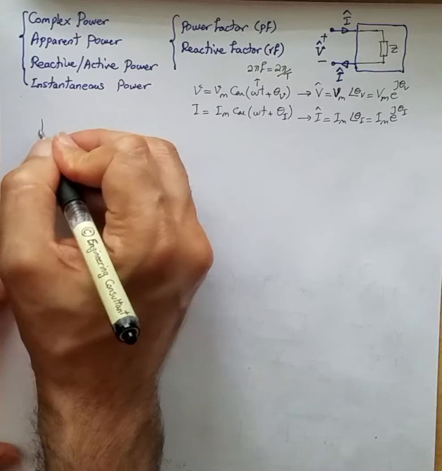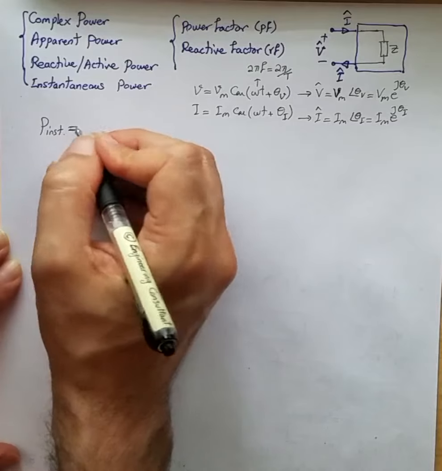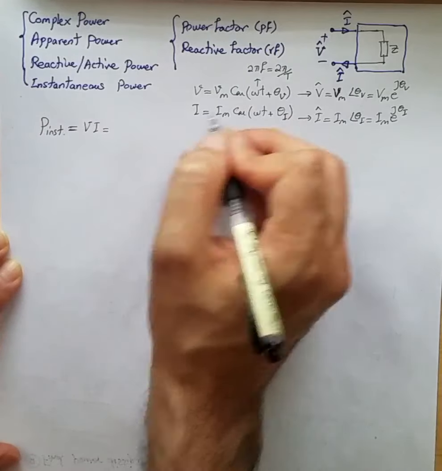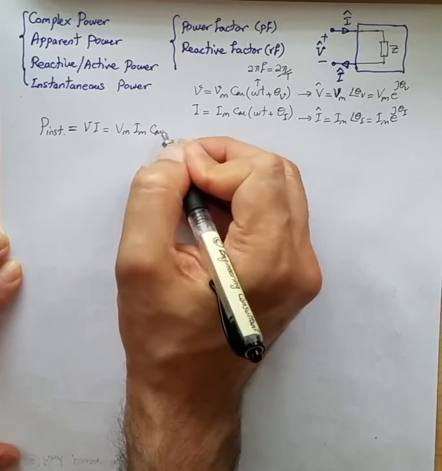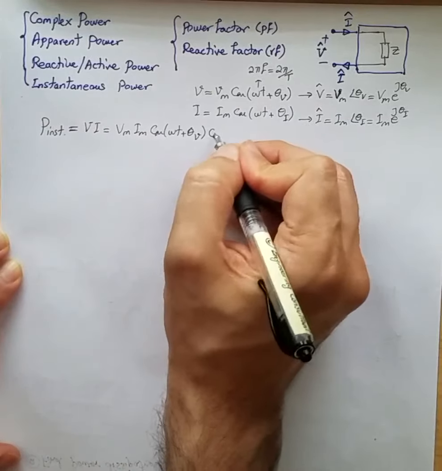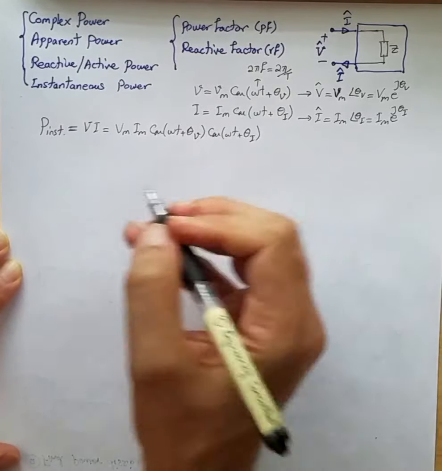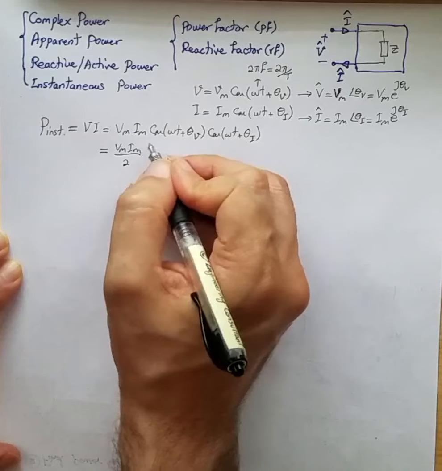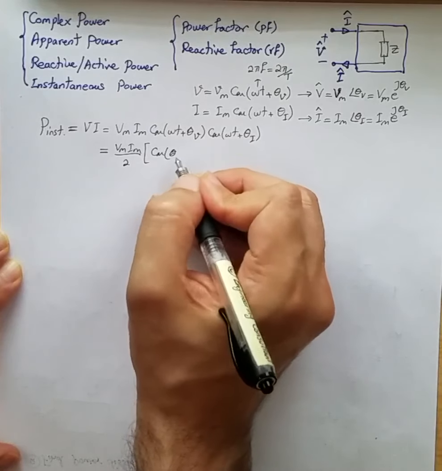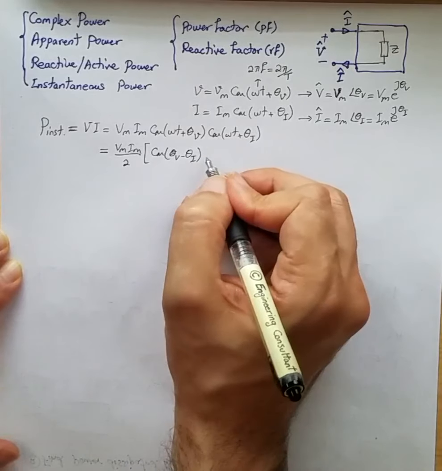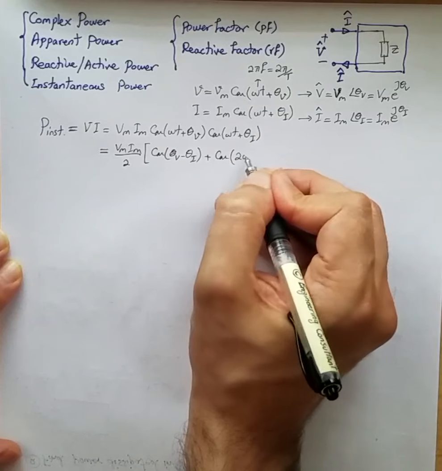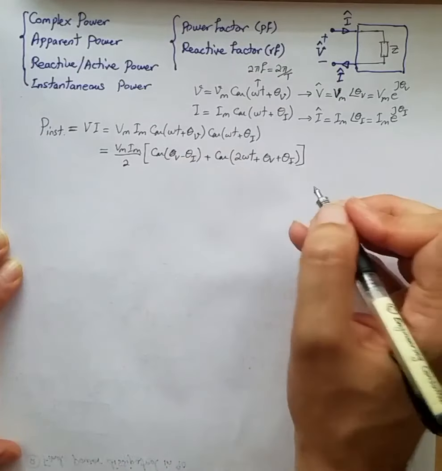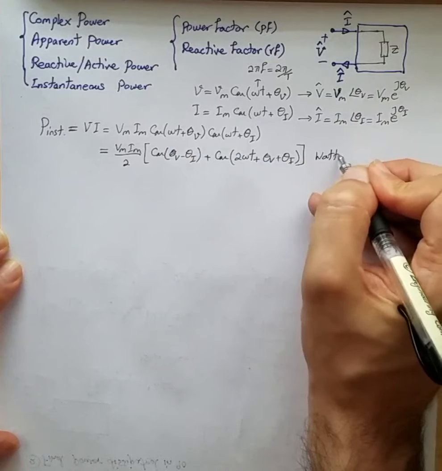Okay, so instantaneous power p, by definition of power, is just V times I, which, when we follow this, is Vm Im cosine omega t plus theta V times cosine omega t plus theta I. Using trigonometric expansion, we have Vm Im over 2, and then we get cosine theta V minus theta I, and then we get cosine 2 omega t plus theta V plus theta I. Of course, we're talking about instantaneous power in terms of watts.